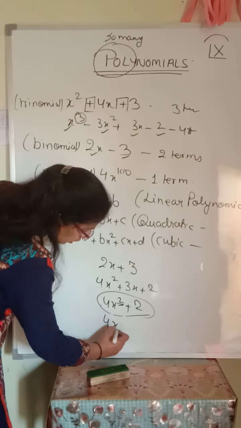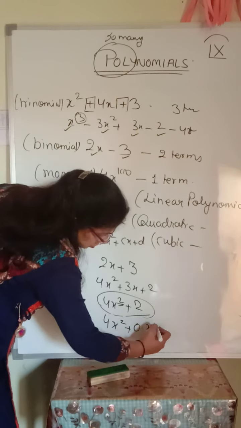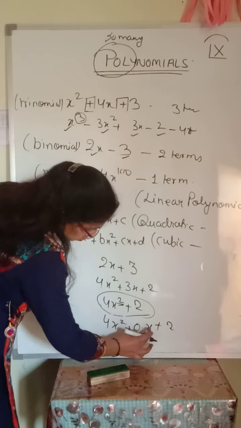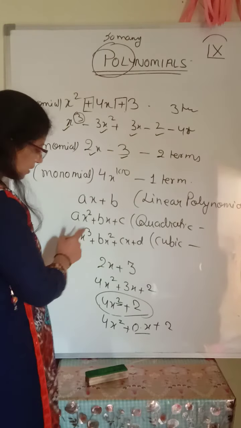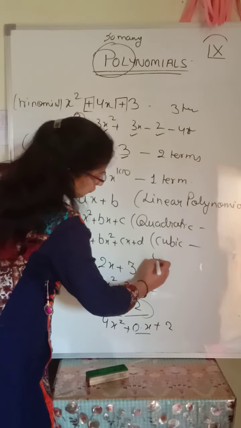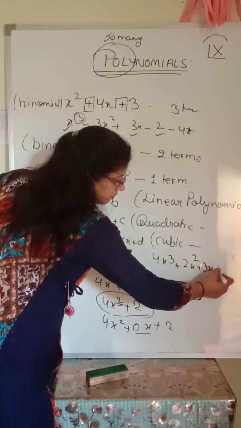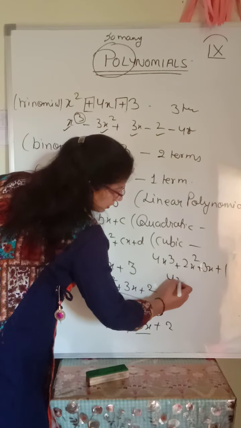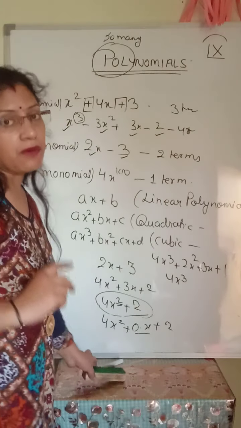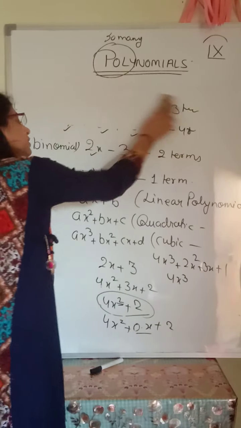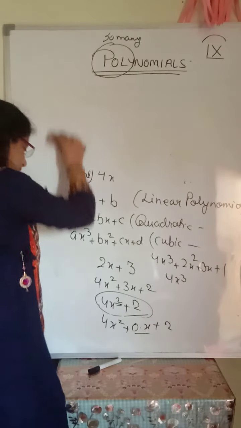See how? 4x square plus, the x term is not there. So if I write 0 into x plus 2, 0x means 0, so it will remain the same. So this is also quadratic. Same way, if I am writing cubic, it can be 4x cube plus 2x square plus 3x plus 1. And one more cubic, 4x cube. This is also a cubic polynomial. But we have to say its highest power. So this is the general information about your chapter.